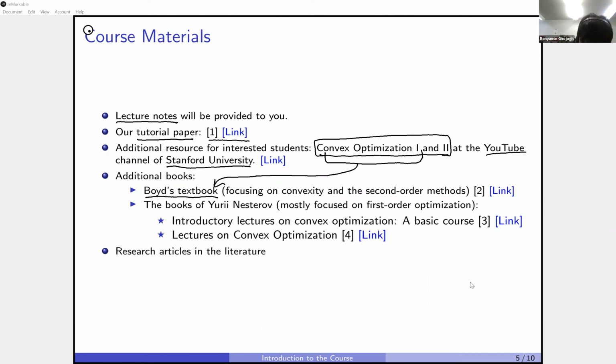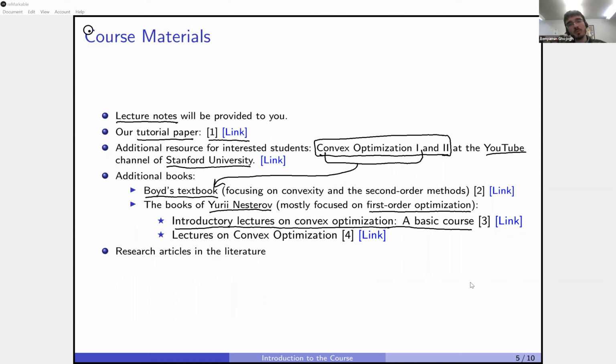And also the books of Professor Yurii Nesterov. He's very good in optimization, and his books are mostly focused on first order optimization. He has two textbooks. One of them is Introductory Lectures on Convex Optimization, a basic course. He has eliminated many of the proofs and theory in it, just a less deep look at the algorithms in his book.